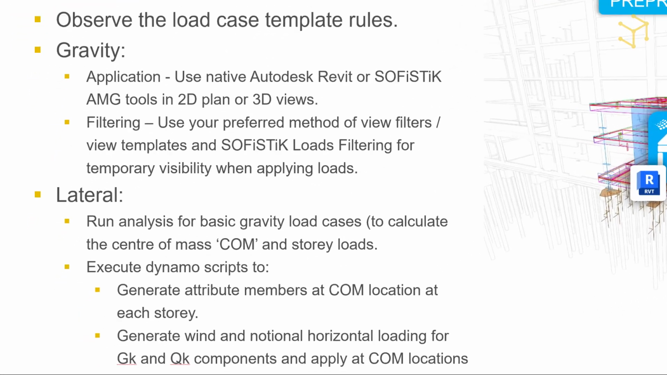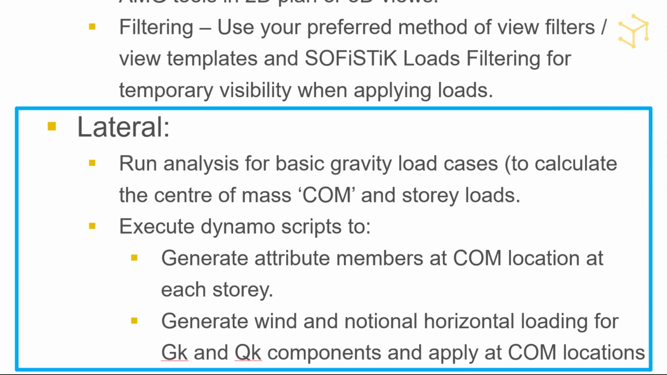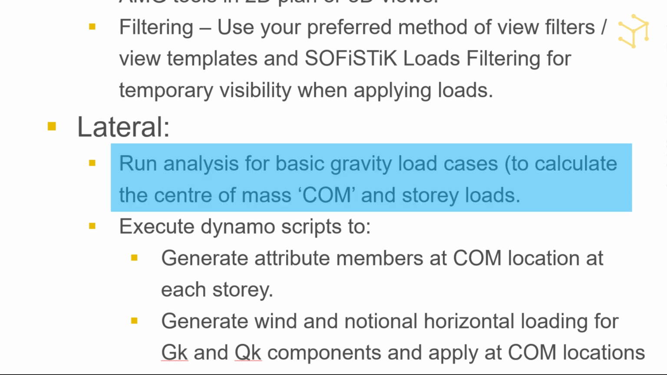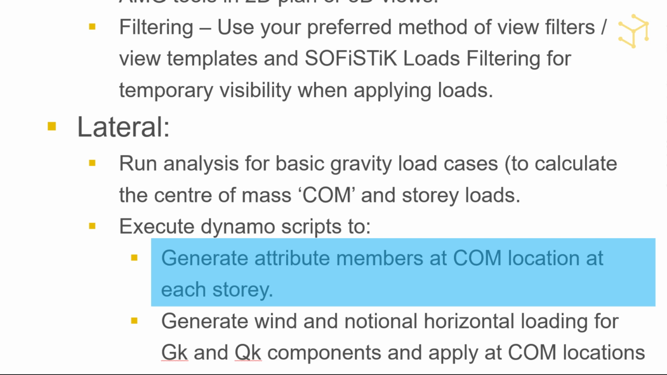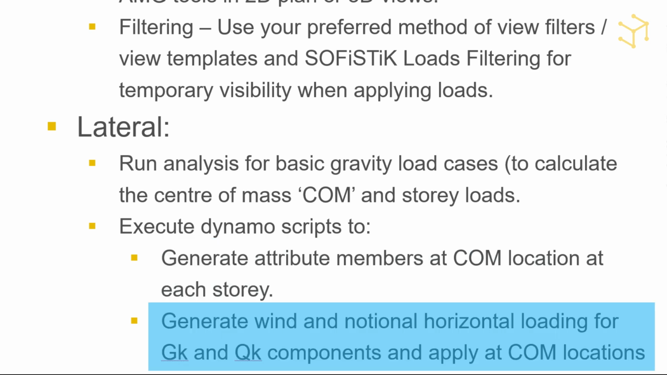Referring back to the introduction of this last step, recall the second task for load application is to apply the lateral loads. We will now carry this out as part of the lateral analysis workflow in 3 simple steps. 1. Calculate the center of mass and masses in the building. 2. Create members at the translated center of mass at each story level. And 3. Generate and apply the lateral loads.